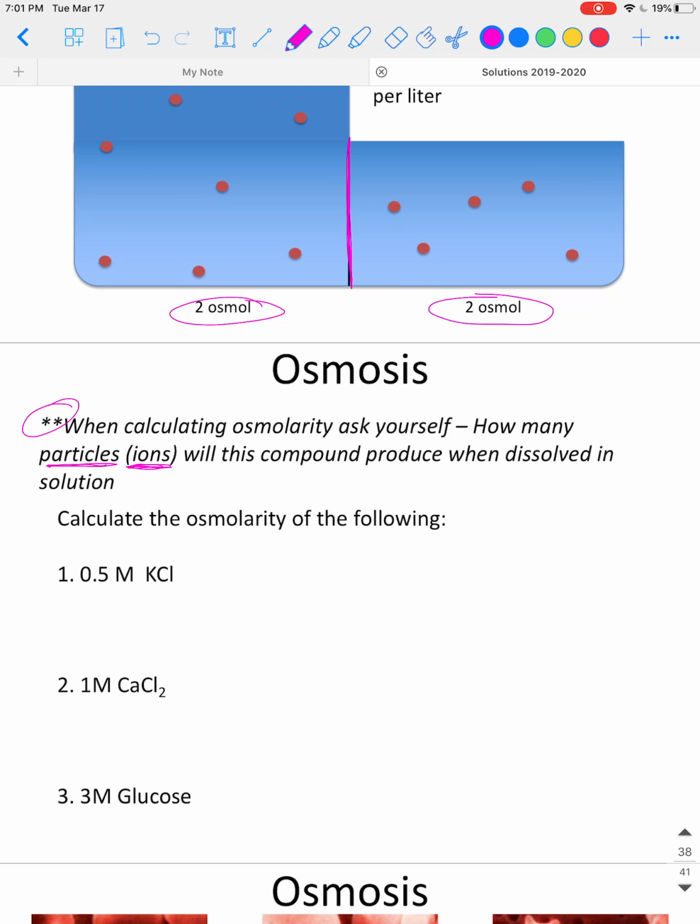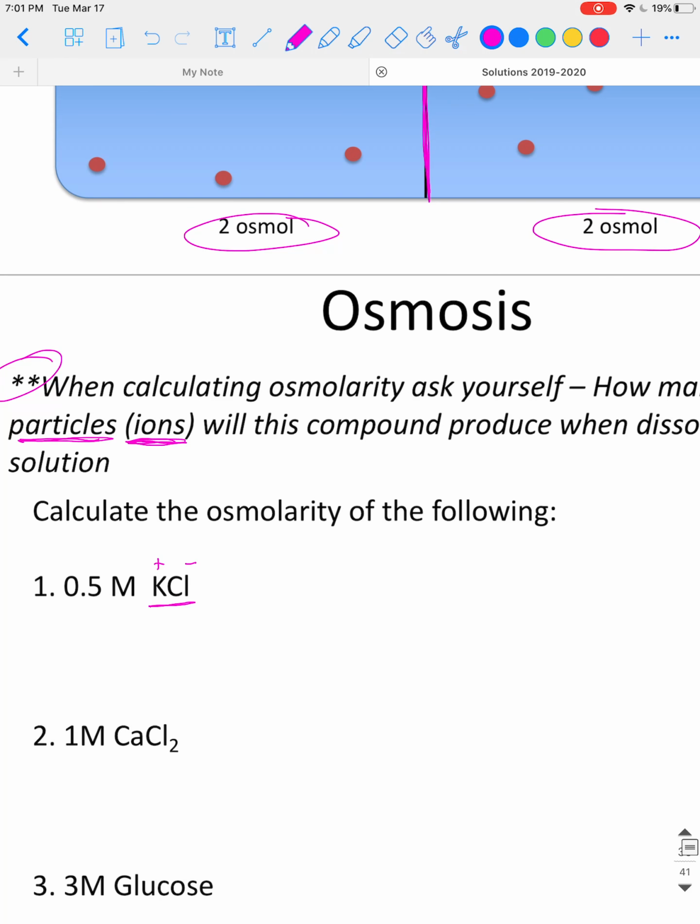So we're going to calculate the osmolarity of these following solutions. On the first one we have 0.5 molar potassium chloride. Okay, so let's ask the question, this is an ionic compound for sure. We should recognize that. We have K plus and Cl minus. I'm going to zoom in a little bit. How many particles, if we put this into solution, would it break down into? Well, it would break down into 1 K plus, and it would break down into 1 Cl minus.